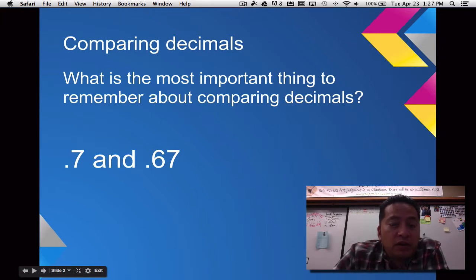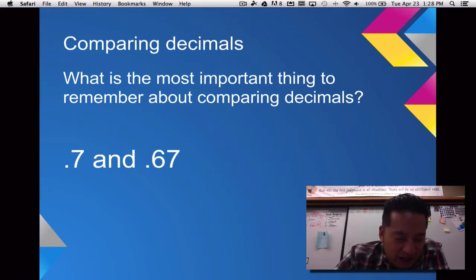First thing, when we are comparing, don't forget the language of decimals. It tells you everything you need to know. So when we are comparing, what is the most important thing to remember about comparing decimals? For instance, we have here 7/10 and 67/100. Don't forget the language. You can't compare these two. They're two different sizes. One is tenths and one is hundredths. So we need them to be the same size.